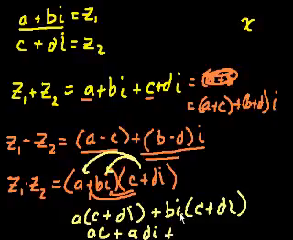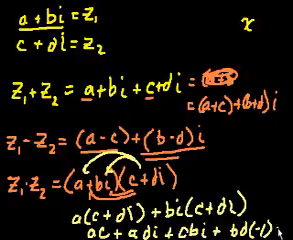Plus, now what's bi times c? Well, that's c bi, and then we have bi times di. So you get b times d, which is bd. And then what's i times i? It's i squared, or negative 1. Times negative 1.